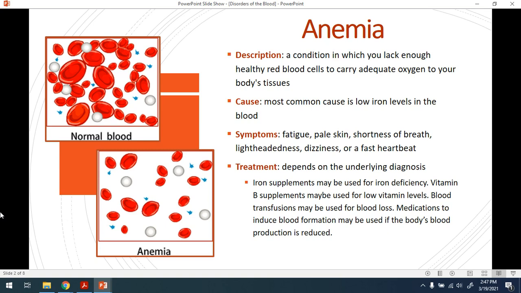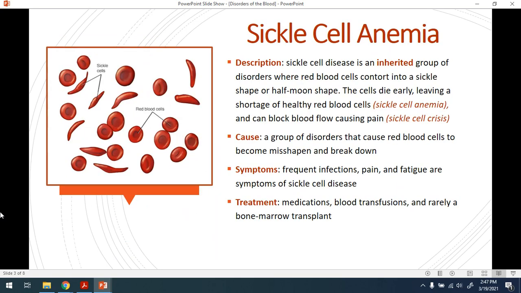On the left-hand side, you can see what an image of normal blood would look like. And then at the bottom, you can see the image of anemic blood, where they have fewer red blood cells circulating and therefore less oxygen.